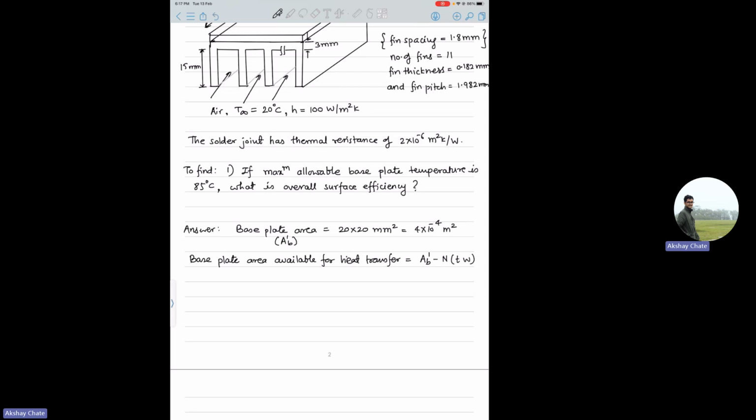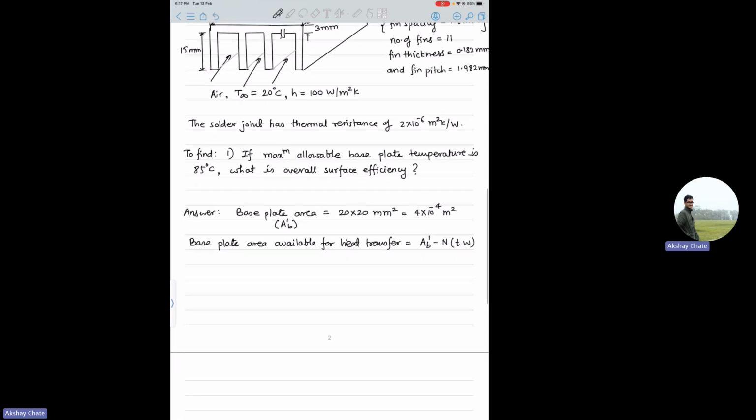So now we know there are 11 fins, we know the thickness of each fin, and we know the width, which is along that 20 mm direction. So if we do those calculations, let's say we'll call this the base plate area for heat transfer. We should get 3.6 into 10 to the power minus 4. I'm not doing the calculation because it will take a lot of time. You can verify the answers later.